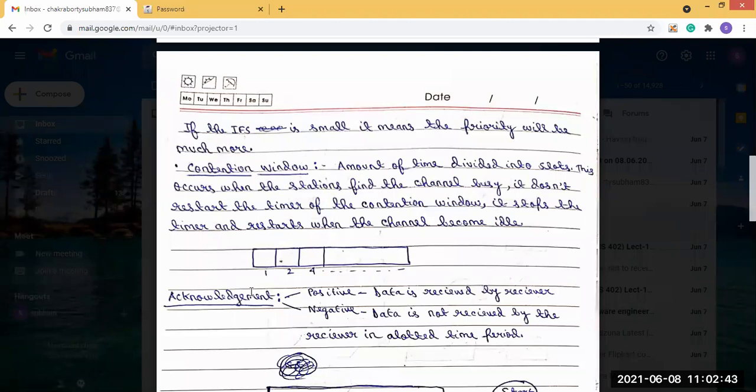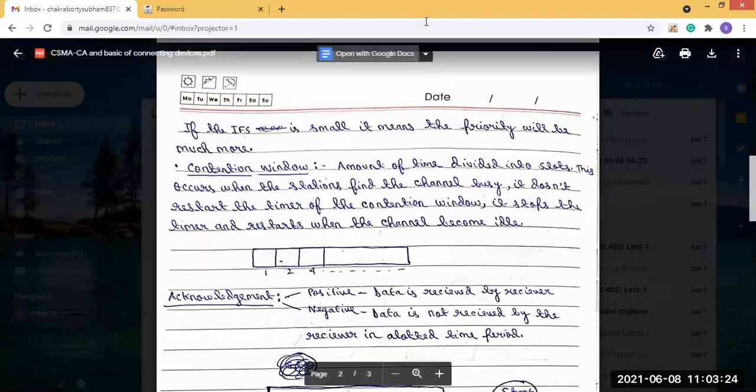So now assume it will wait for 2 amounts of time. After waiting 2 amounts of time, it senses the channel again, but this time also it finds it busy. Then it will wait 4 amounts of time, and after that it senses the channel. Now it finds that the channel has become idle, so it will start the timer and begin the transmission of the frame. So this is how the contention window is used. This is the concept of the contention window.